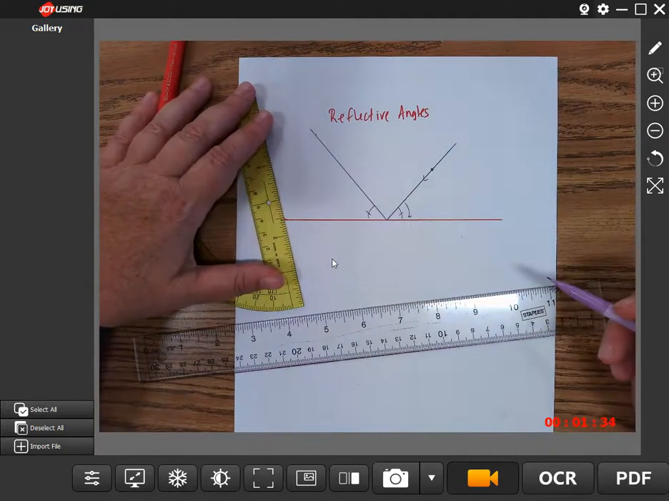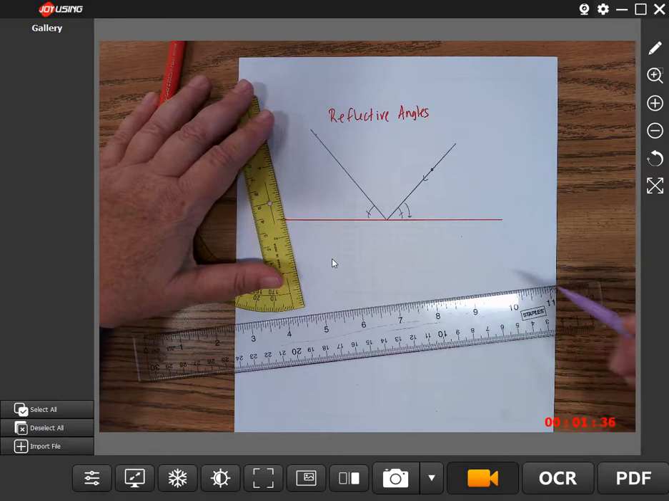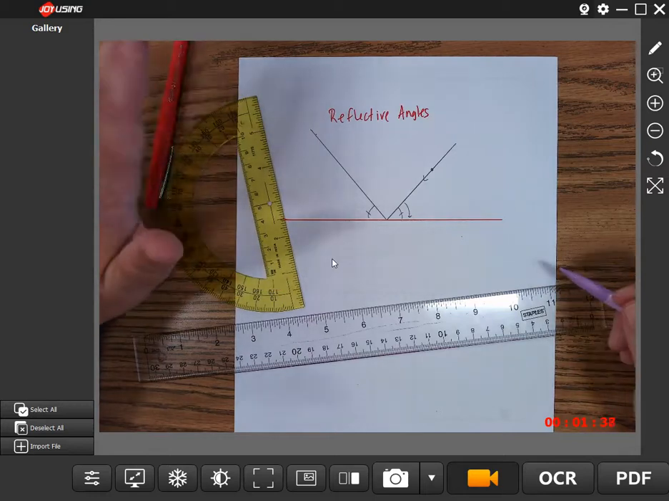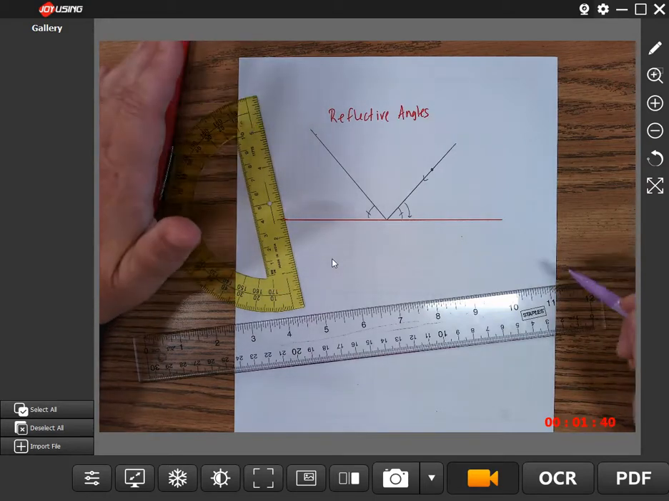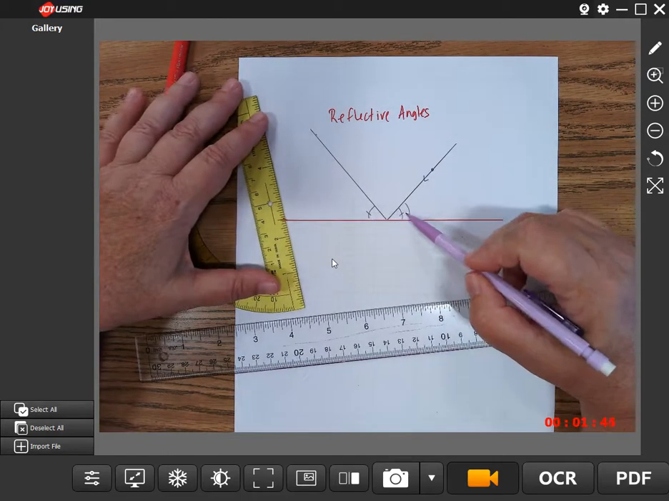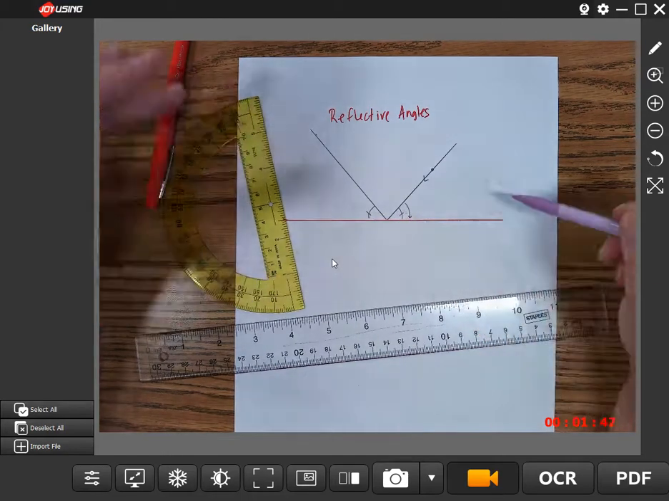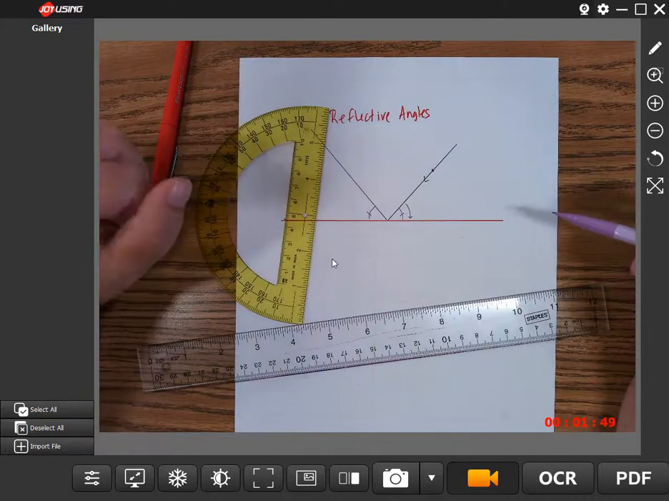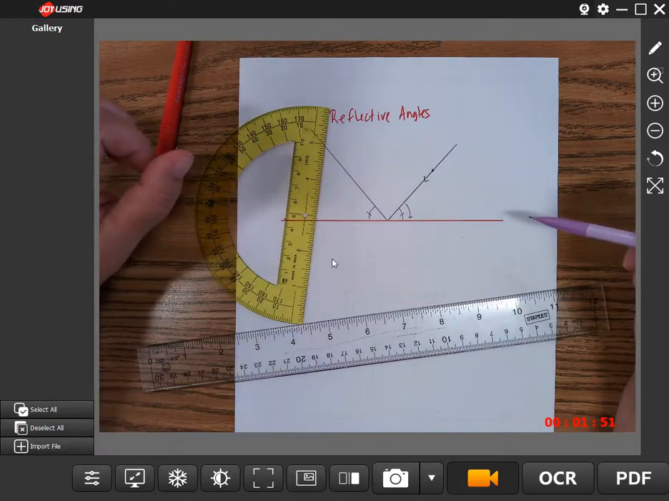This kind of angle happens as well when you have laser beams bouncing off of mirrors, that sort of thing. So these are called reflective angles. We're going to use this today. We're going to be working on using our protractor, and really the big goal today is being accurate.